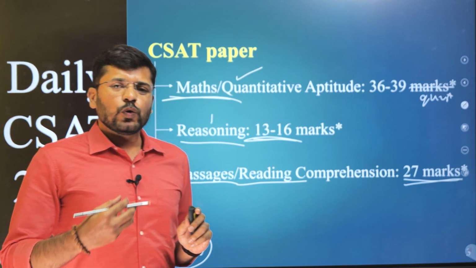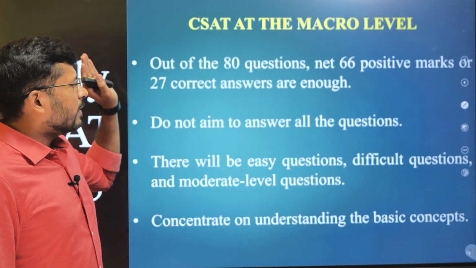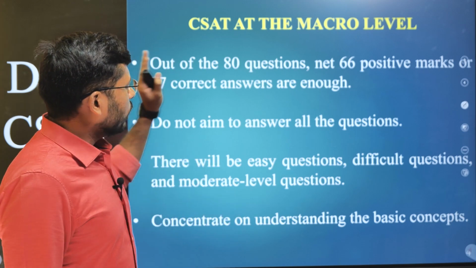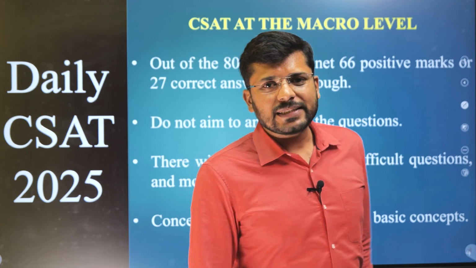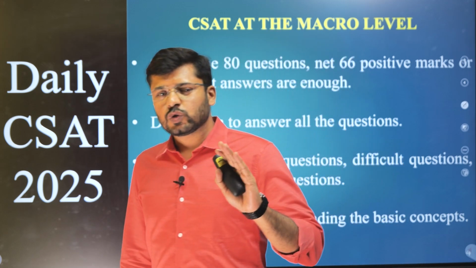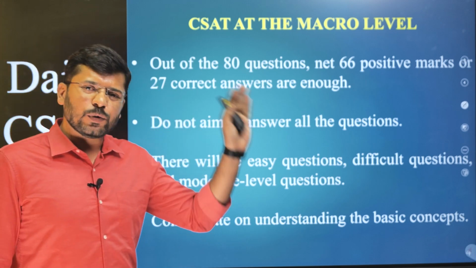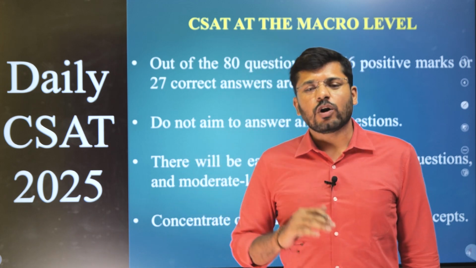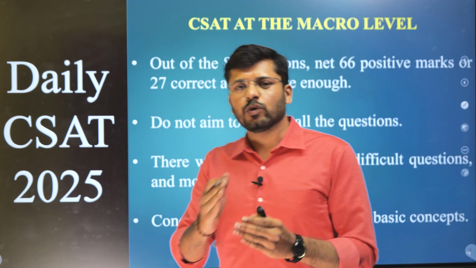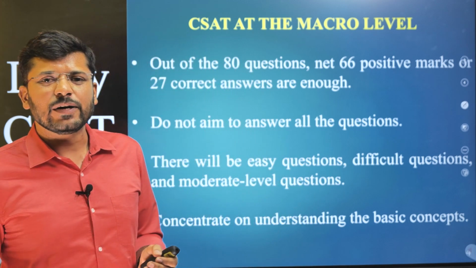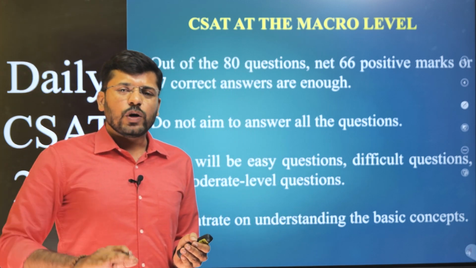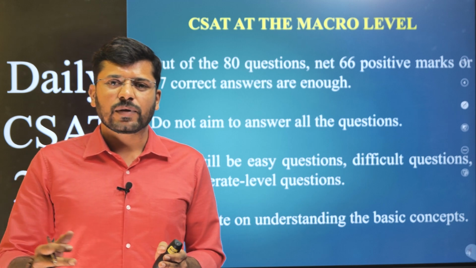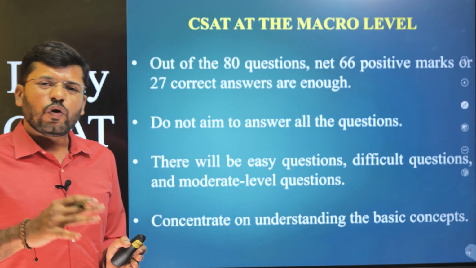Now let us see how to approach it. This is an analysis of your approach at a broad level. I already told you there are 80 questions and you need 66 marks. So, out of those 200 marks, do not aim for attempting all of the 80 questions. Attempt only those many questions that will give you around 75 to 80 marks. The paper timing is 2 hours, 120 minutes. Take the time. Attempt roughly 40 plus questions.